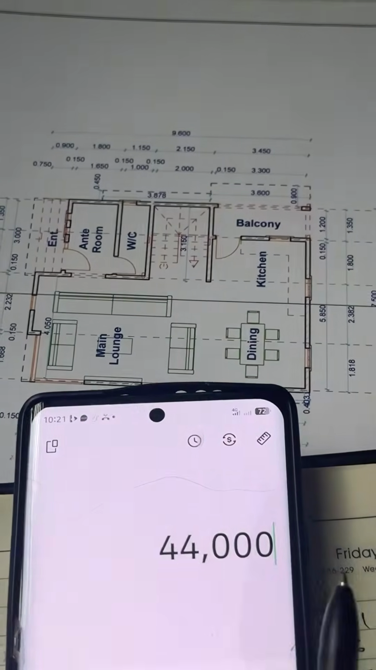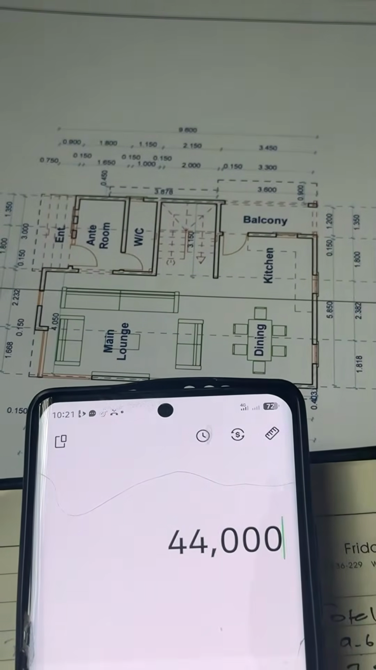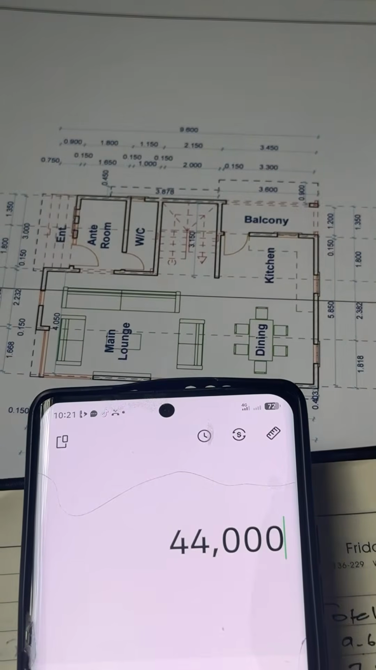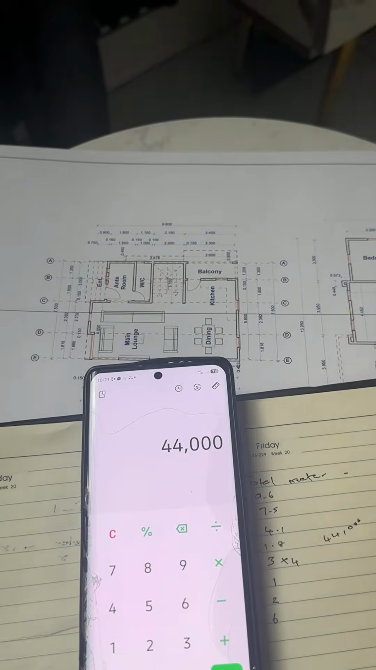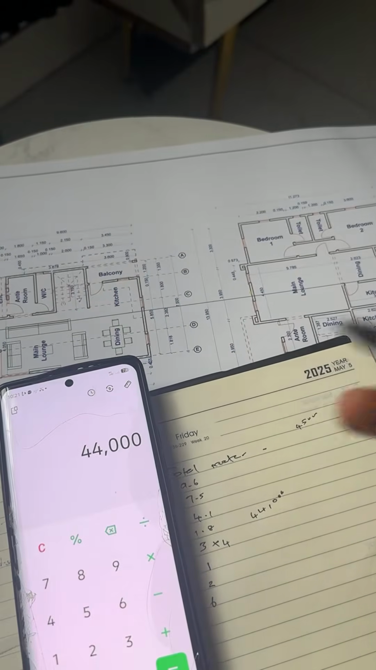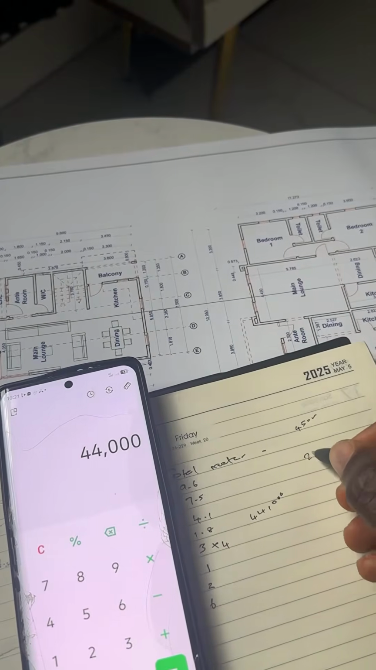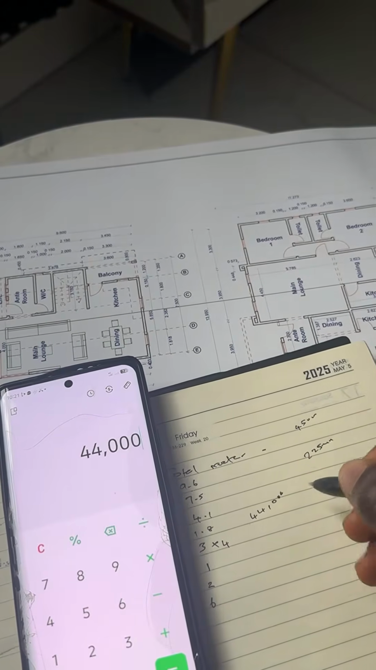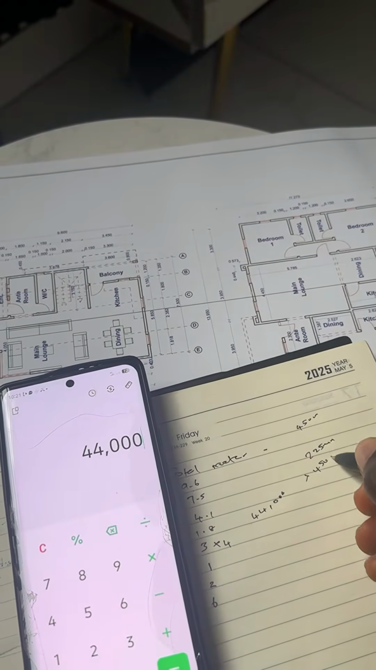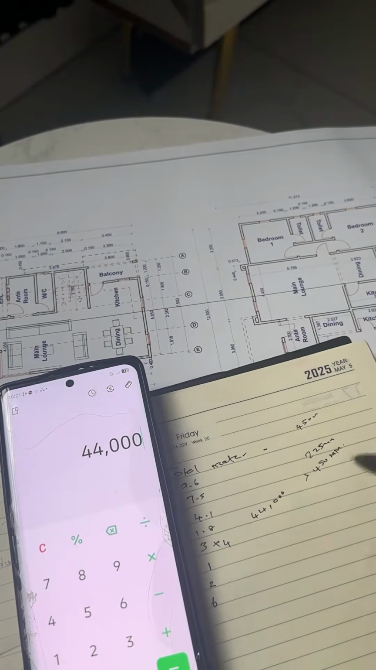Since the total meter is 44, now you need to know the length and width of your block. The length of my block is 450 millimeter, because I'm using a 9 inches block, and the size here in Nigeria is 225 millimeter by 450 millimeter. That's the size of our block here.